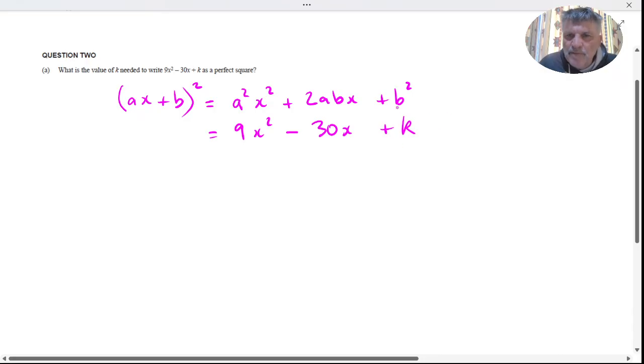So from these two here, we've got that b squared is equal to k. So if we find b, we take the square root. From the first one, we get 9 has to be a squared. Might have been better to write that the other way around. Therefore, a is equal to 3.